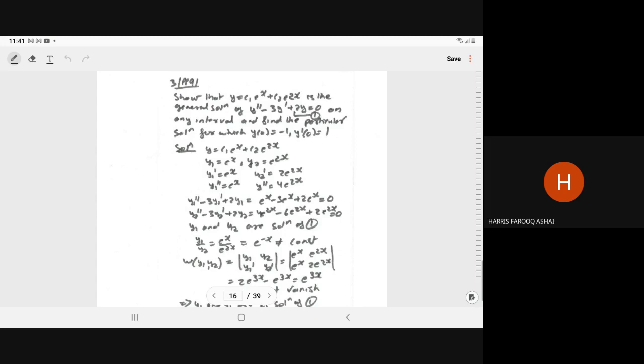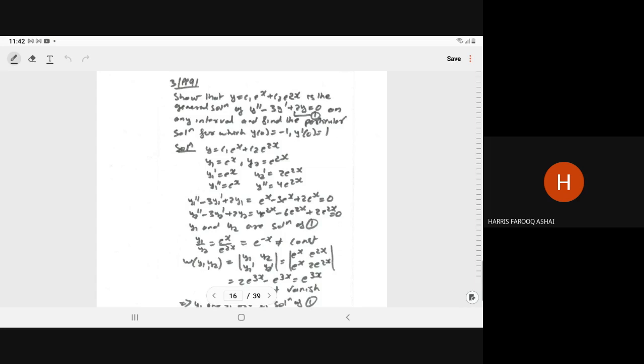Show that y is equal to c1 e to power x plus c2 e to power 2x is the general solution of y double dash minus 3y dash plus 2y is equal to 0 on any interval, and find the particular solution for which y(0) is equal to minus 1 and y dash (0) is equal to 1. Right. So it is given to you y is equal to c1 e to power x plus c2 e to power 2x is the general solution of this.